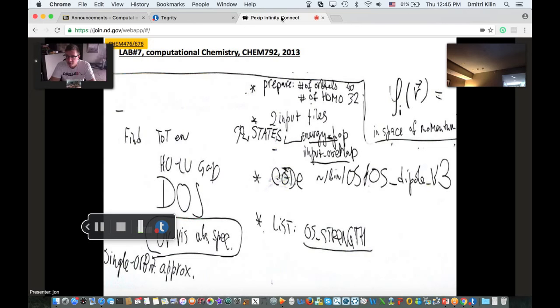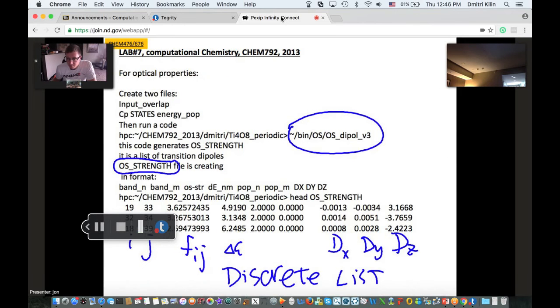So once you have those 2 input files created, there's a code that he has shown here, this pathway bin OS dipole version 3. So you can execute that, and it should sit and spin for a little bit. Oh, never mind. I'm just going to go to the next slide. There we go. This one's a little bit easier to understand.